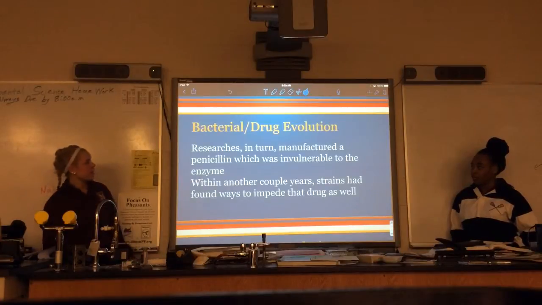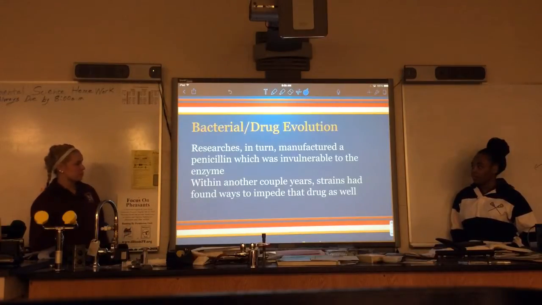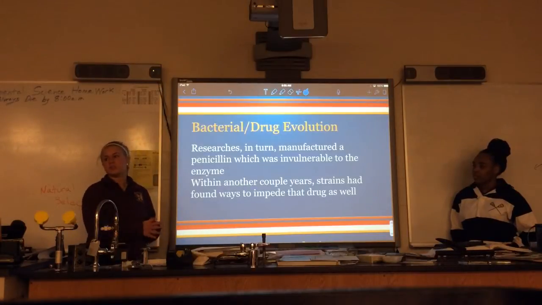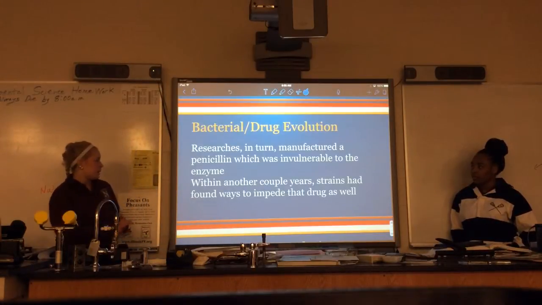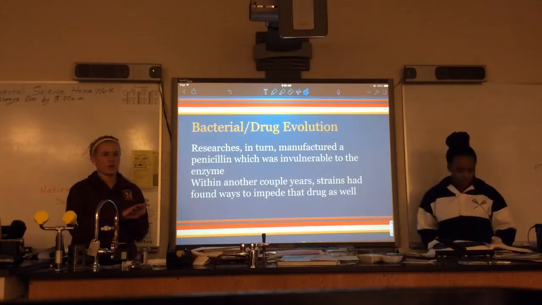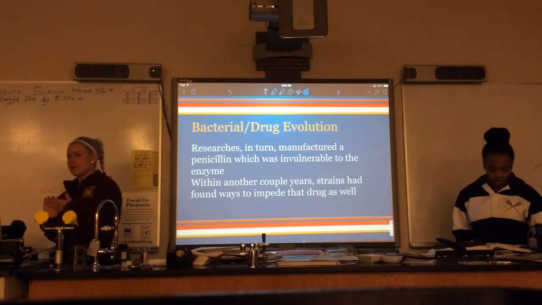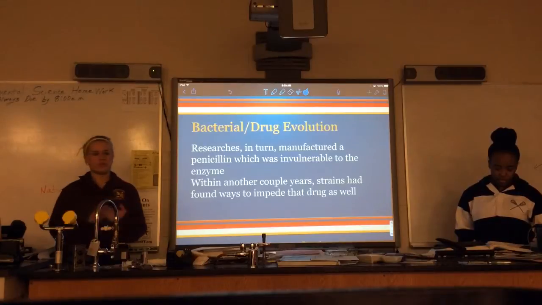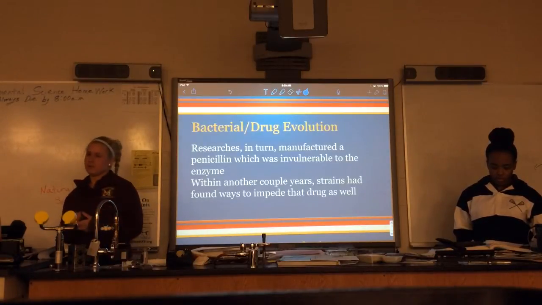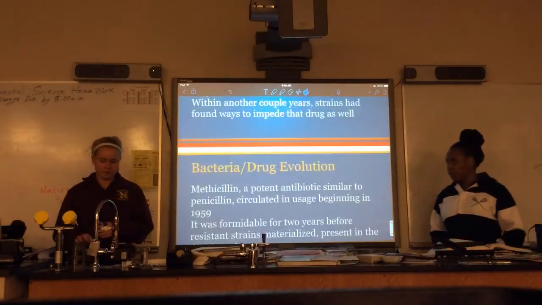Researchers in turn manufactured a penicillin which was invulnerable to the enzyme, meaning that that enzyme was defunct when penicillin came into the cell. But within another couple of years, strains have found ways to impede that drug as well. So I think you guys are seeing a pattern where we make a drug and it's effective for some time, and then bacteria eventually evolve, and then we make a new drug to combat that evolution, and then they evolve again. That's kind of how natural selection is working.